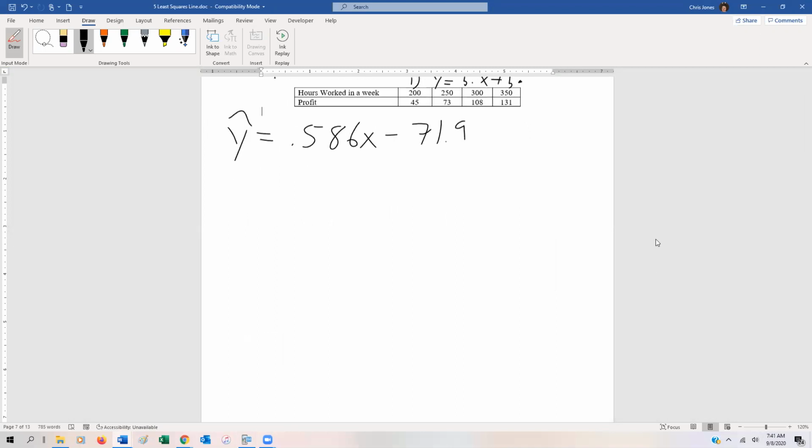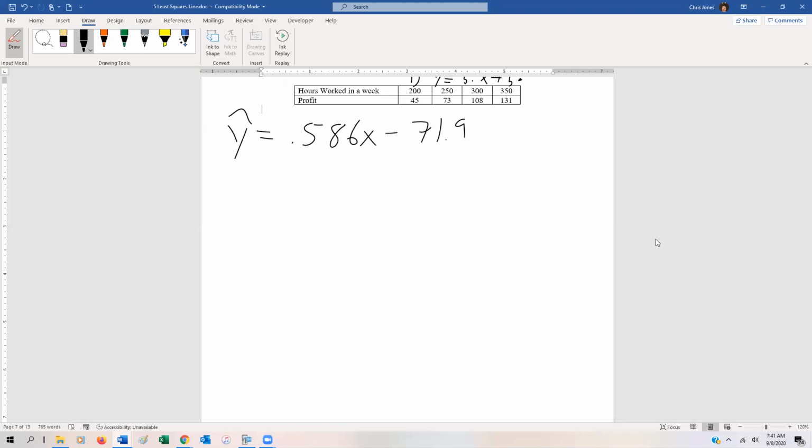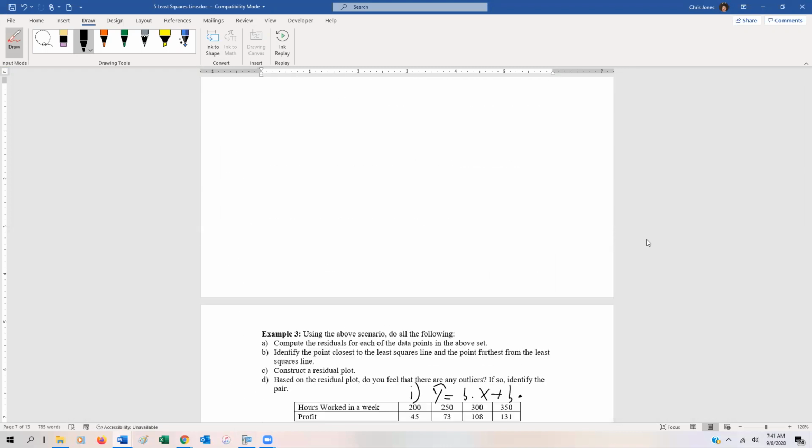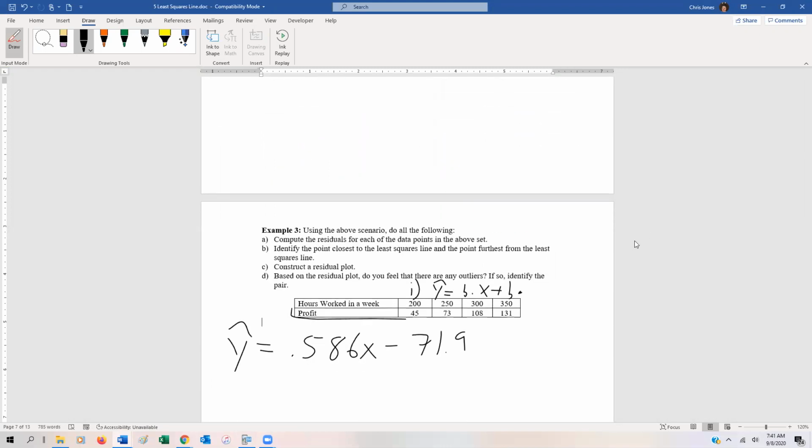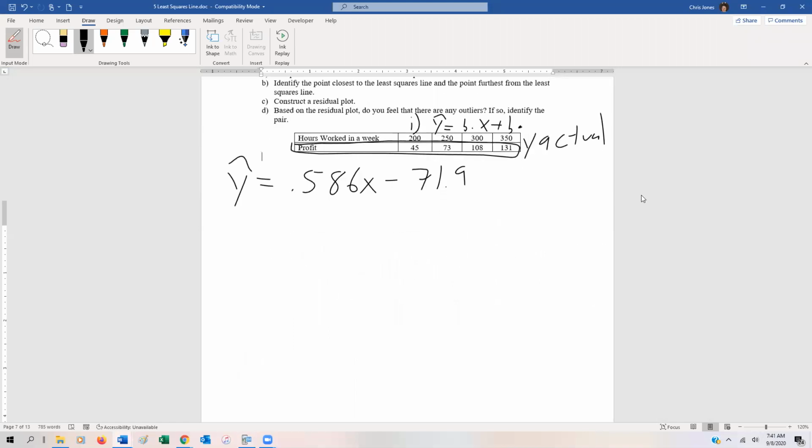So the next thing we're going to do is compute the y predicted values. We already know the actual values, so these are right here, all of the y actual. That's easy. But what are the predicted values? Well, those are the points on the line. To figure out the predicted values, we're just going to substitute each of these x values back into the original.